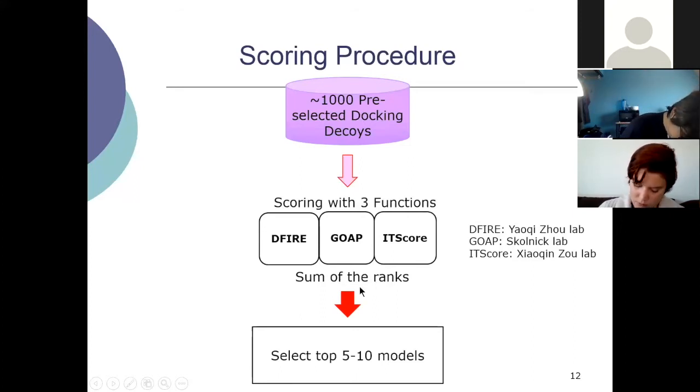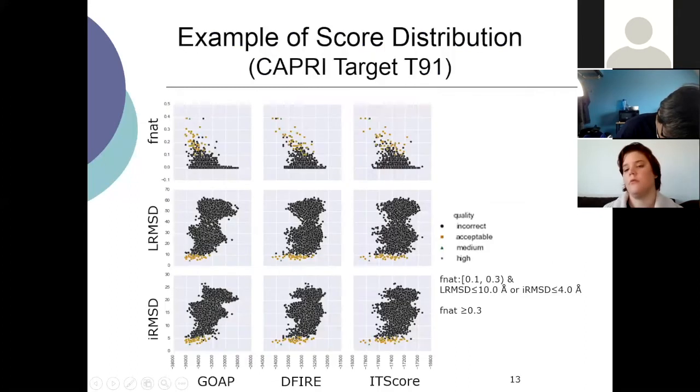So if a model is really good and ranked number 1 by each of these methods, and you sum up those ranks, then that model has a summed rank of 3. So 3 is the best rank. Then we sort the models based on the sum of the ranks from these three scoring functions, and select the top few models, whatever number of models you like.